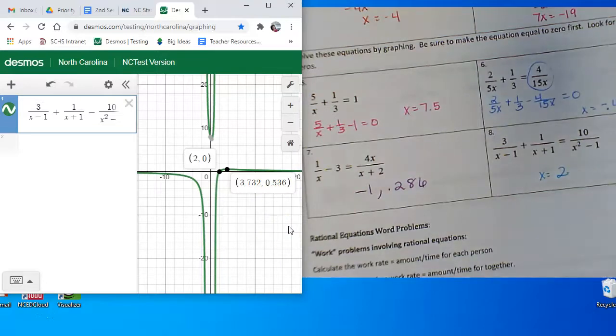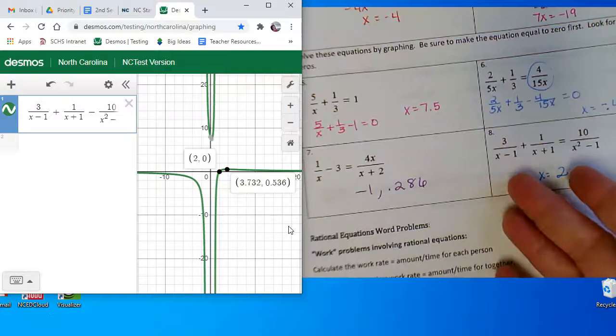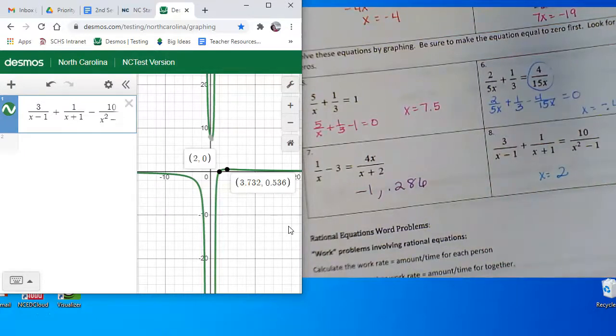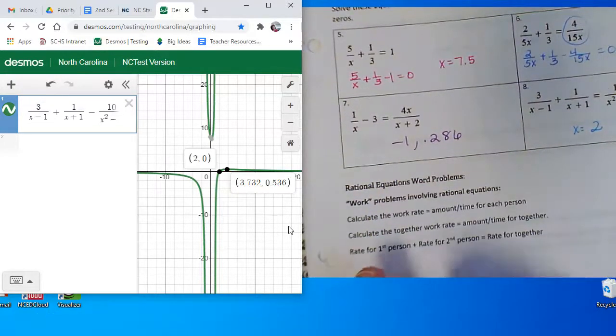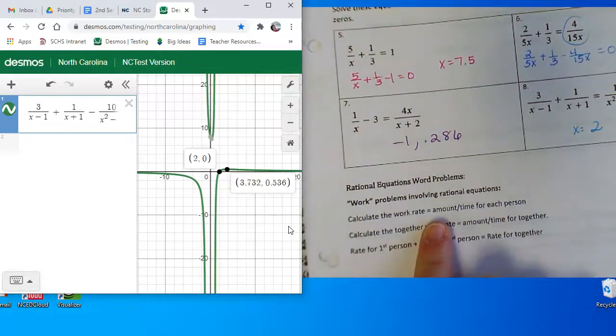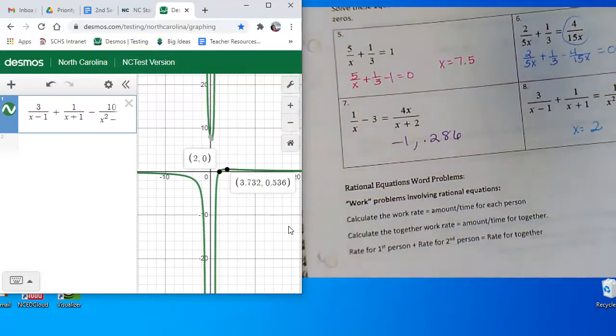Alright, so now we're going to look at some word problems, and we're going to solve the word problem similarly to this. It's just that we have to set it up first. So here's the process, and then we'll turn it over and look at the actual work. You're going to calculate the work rate, which is the amount of time for each person. These problems are called work problems, and most of the time it's 2 people working on a job. For one person it might take a certain amount of time to do a job, for another person a different amount of time, and what we're trying to figure out is how long it would take if they did it together instead of separately. Or if we knew how long it took them together, how long it would take them to do it separately.